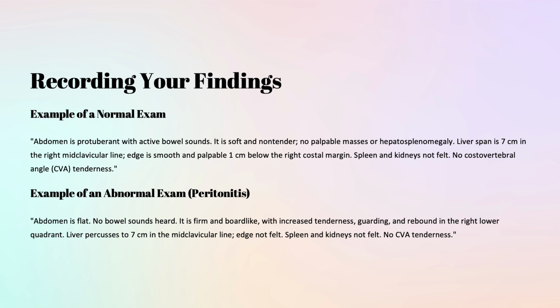But what if the patient, for example, has an acute abdomen or a surgical abdomen, what we call peritonitis? Then you're going to write something like this. The abdomen is flat. No bowel sounds are heard. It is firm and board-like because of rigidity, with tenderness, guarding, and rebound in the right lower quadrant. The liver percusses to 7 centimeters in the midclavicular line. The edge is not felt, spleen and kidneys are not felt, and no CVA tenderness.